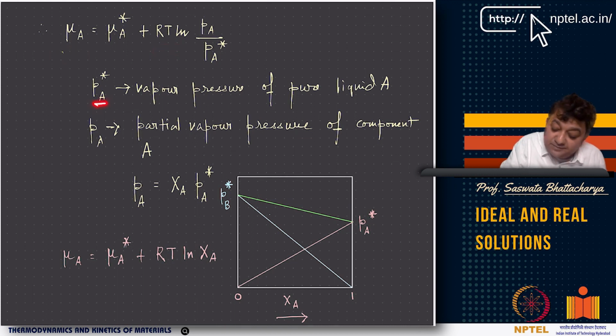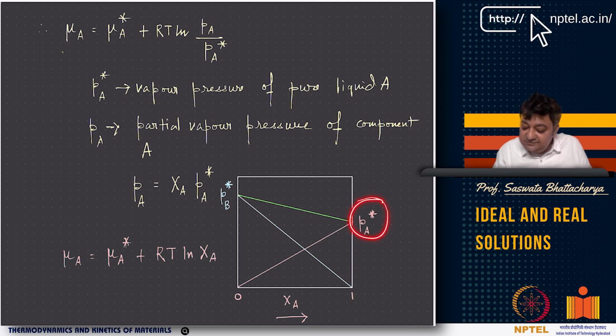And PA star is that of pure liquid A, the vapor pressure of the vapor phase which is in equilibrium with the pure liquid A, and this is the partial vapor pressure of component A that is in equilibrium with the liquid solution. So in that case, you have PA by PA star, and basically you can write this as mu A star plus RT ln XA, and so PA equals XA PA star, right? We can write PA by PA star as nothing but XA. So mu A equals mu A star plus RT ln XA.